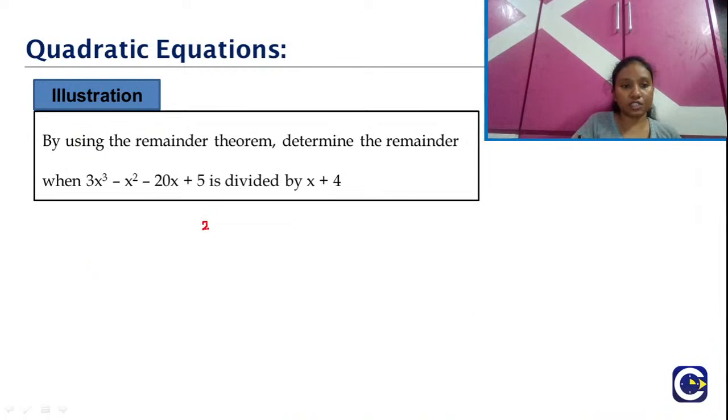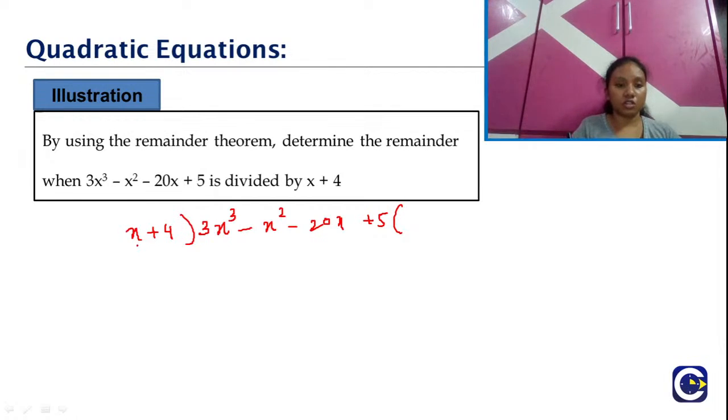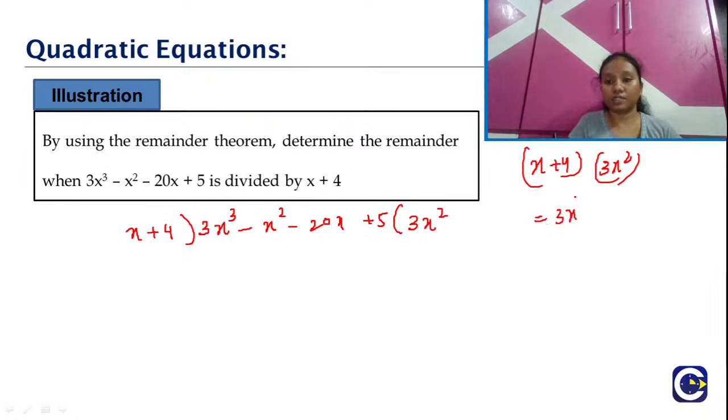So what is the dividend here? 3x cube minus x square minus 20x plus 5. This has to be divided by x plus 4. Here it should be 3x square so that we could get x cube. So x plus 4 into 3x square is equal to 3x cube plus 12x square, guys. So it will be 3x cube plus 12x square.